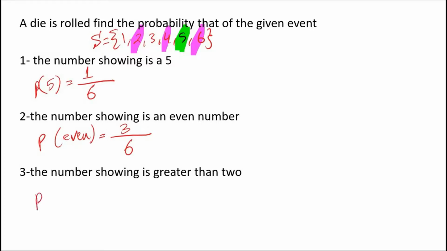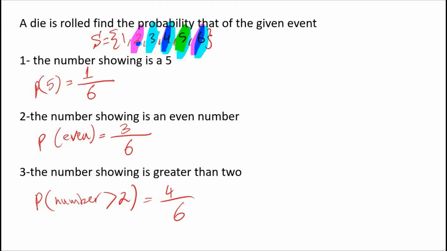The last probability I want to find is the probability that the number showing is greater than 2. So the number is greater than 2. How many numbers in my sample space are greater than 2? I have 1, 2, 3, 4 numbers that are greater than 2. So 4 numbers that are greater than 2 out of the total outcomes, which is 6.